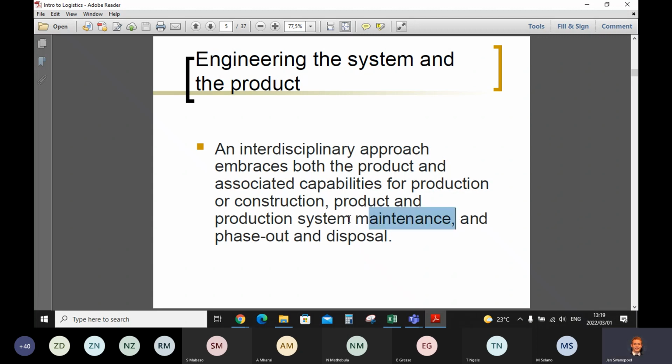But then there's also system maintenance and production. So we'll talk about that in a little while as well.